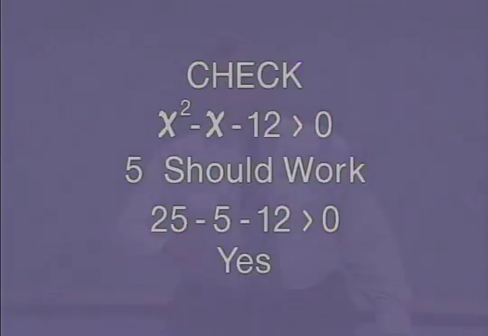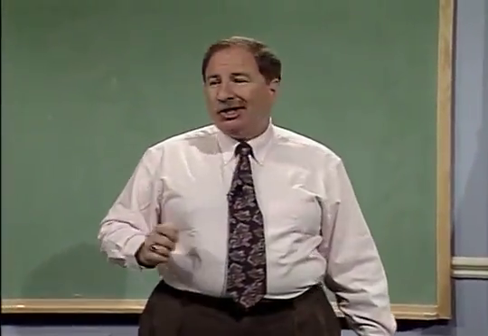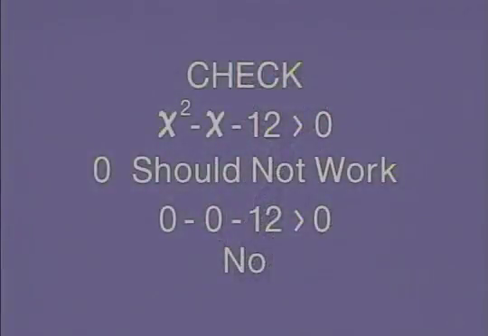That's good. The next visual, we test 0. 0 should not work. Why not? Because 0 is not greater than 4, nor is 0 less than negative 3. In fact, it's between them. It's in the area that is not part of the solution. 0 squared is 0, minus 12 is negative 12. Is negative 12 greater than 0? Absolutely not. So 0, which should not work, did not work, and that's good. It's nice to know that.